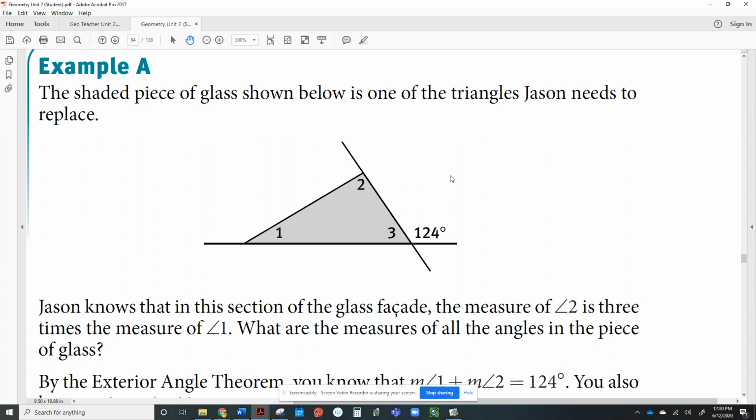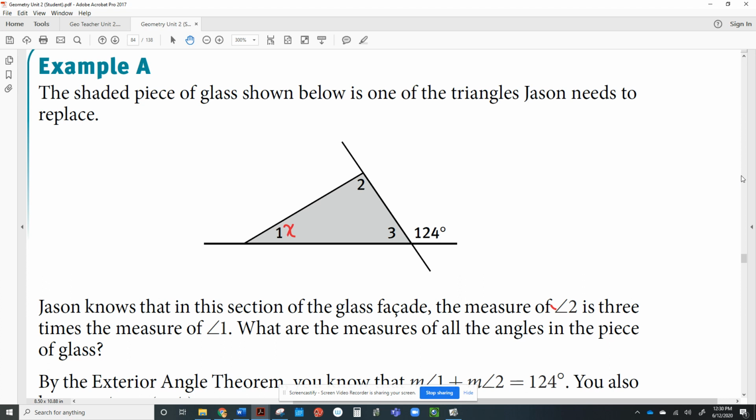What he knows about it is that the measure of angle 2 is 3 times the measure of angle 1. What are the measures of all the angles? Okay, so they're telling us about the measure of angle 2. Do we know what measure of angle 1 is? No. So let's call that x, because that's what we do in algebra. When we have an unknown value, we name it a variable. So I'm going to name angle 1 x.